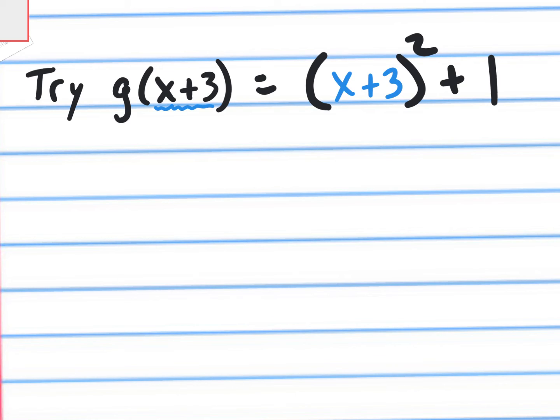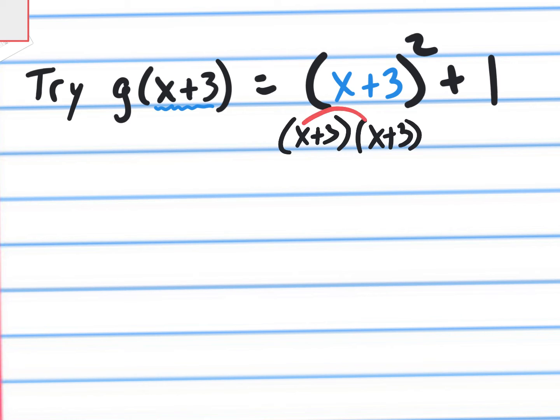Now, this is very different than the previous example we just did, because you cannot take the 2 and put it on the x, take the 2 and put it on the 3. That's incorrect. Big no-no. Why not? Because this is not a monomial. This is a binomial. So you actually have to write it out twice. x plus 3 times x plus 3.